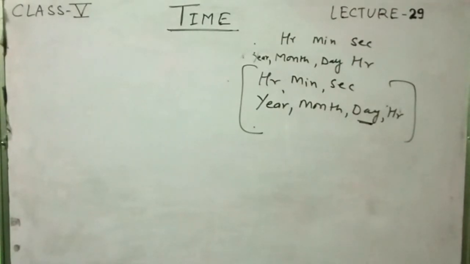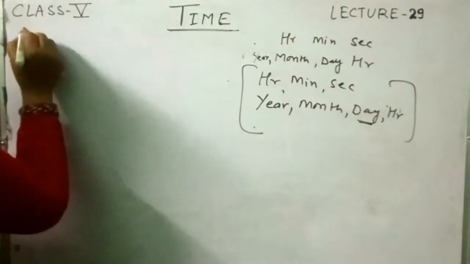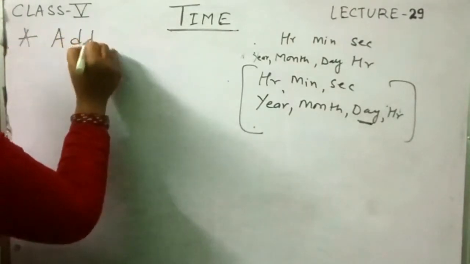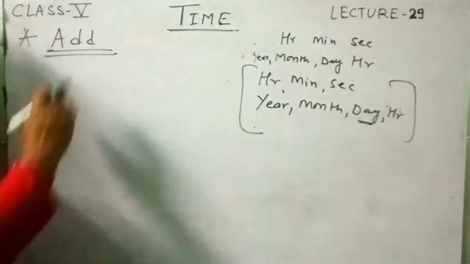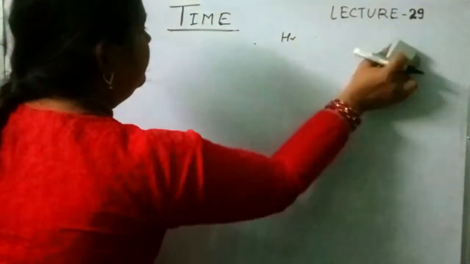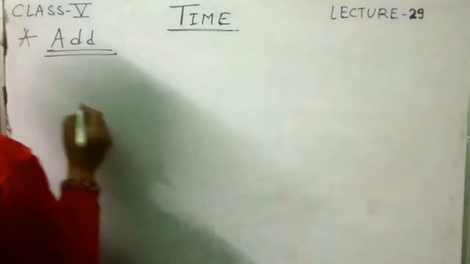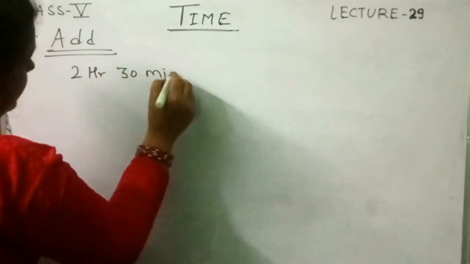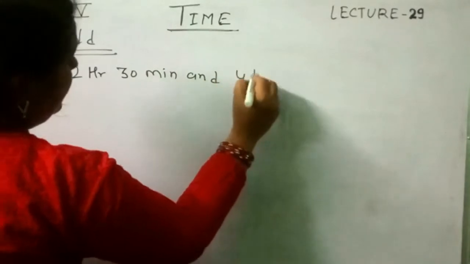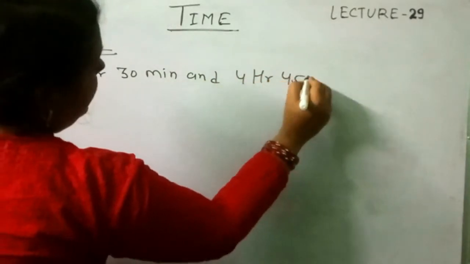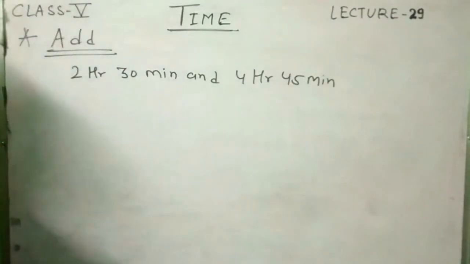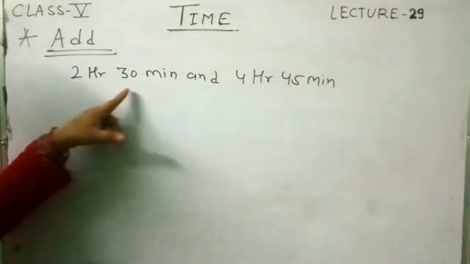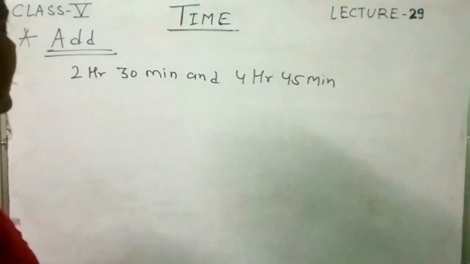Now see how to add hour and minutes together. Suppose one question I am taking from your book. Add. What is the question here? 2 hour 30 minutes and 4 hour 45 minutes. Question is here, add 2 hour 30 minutes and 4 hour 45 minutes.